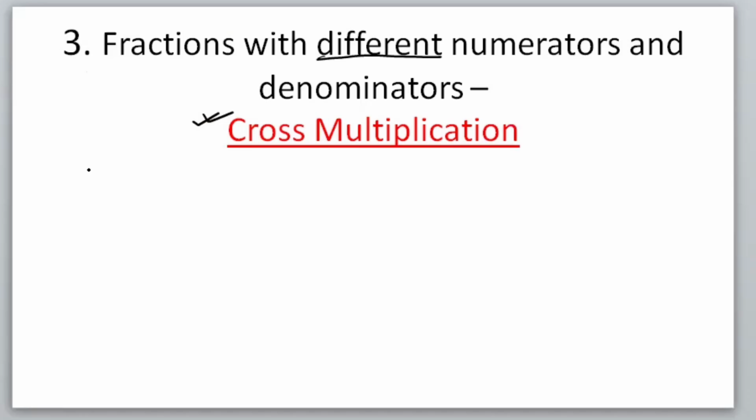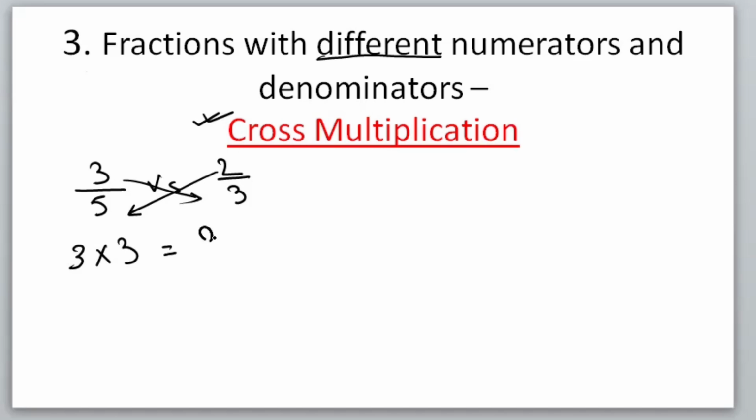For example, 3 over 5 versus 2 over 3. And we have to find out which fraction is greater. So what do we have to do? We have to use cross multiplication. Cross multiplication means this will be multiplied with this and this will be multiplied with this. 3 will be multiplied with 3. 3 times 3, it will be 9. And 2 will be multiplied with 5.